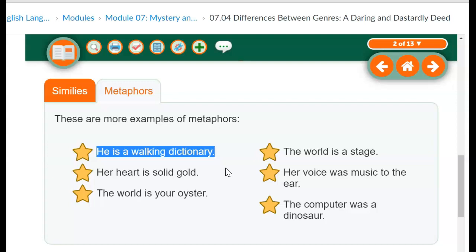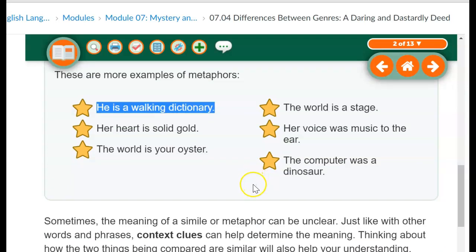He knows a lot because a dictionary usually has a lot of information for us. It can help us know how to spell words. It can help us give the definition of words. It can sometimes give us a synonym or an antonym. So a person, if you say they're a walking dictionary, probably means they know a lot of information.